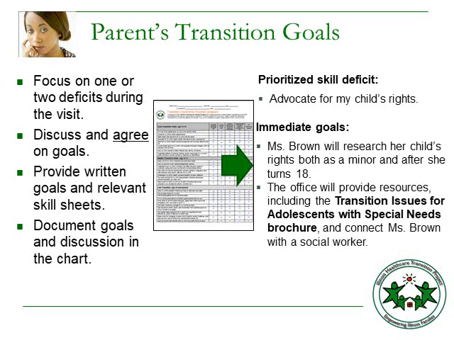The skill area mutually decided as most important to Ms. Brown is advocating for her daughter's rights. By the next visit, she agreed to research and learn about her daughter's rights as a minor and after she turns 18 years old. Recall that goals must be achievable if given the appropriate resources. The office will provide Ms. Brown with the project-developed brochure, Transition Issues for Adolescents with Special Needs, and connect her with a social worker to facilitate her efforts. If Ms. Brown meets her goals at the next visit, the goal-setting cycle will be repeated until all transition goals are met.